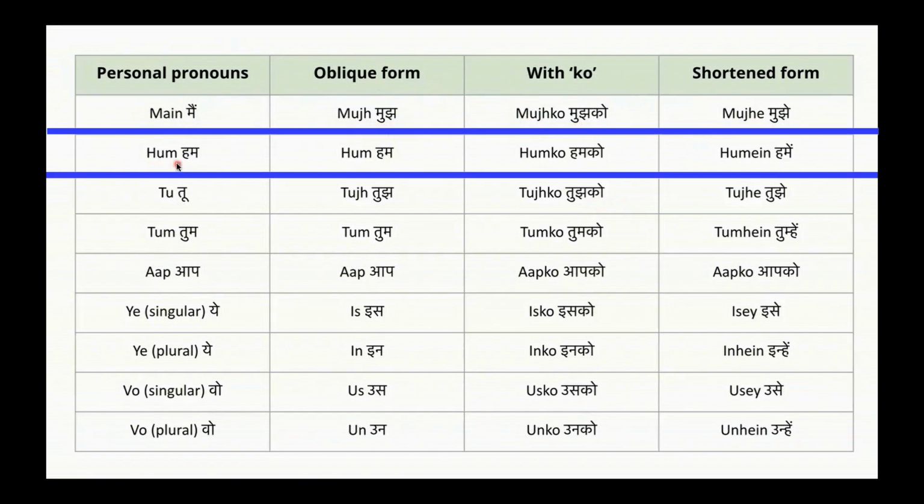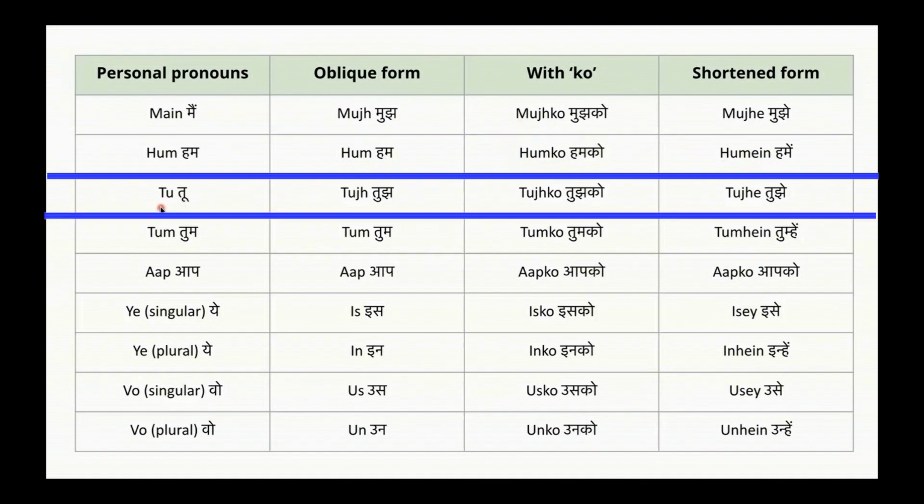Similarly, hum, which is we, doesn't change at all. So the oblique form remains hum. When you add ko to it, it becomes humko, and then the shortened form is hame. Then you have tu, which is the most informal or the intimate form of you, to say you to a very close friend. The oblique form of which is tujh. Tu, tujh. You cannot say tu ko. You must add ko to tujh. So you have tujhko or tujhe as its shortened form.